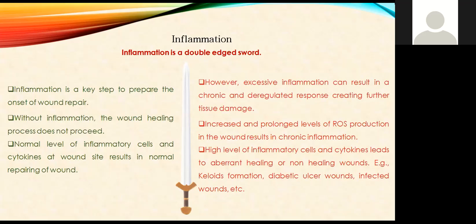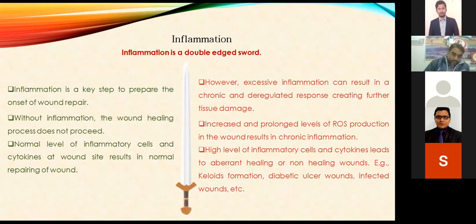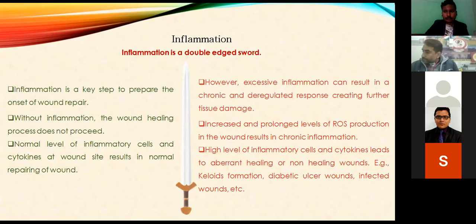And what are the harmful effects of inflammation? If there is excessive inflammation, it can result in a chronic or deregulated response, causing further tissue damage. Increased ROS production and sustained levels in the wound result in chronic inflammation, which may lead to non-healing or delayed healing wounds. And a high level of inflammatory cells and cytokines leads to aberrant healing, like fibrosis or non-healing wounds. For example, keloid formation, diabetic ulcer wounds, and infected wounds are some examples of aberrant or sustained inflammation. So, next slide.